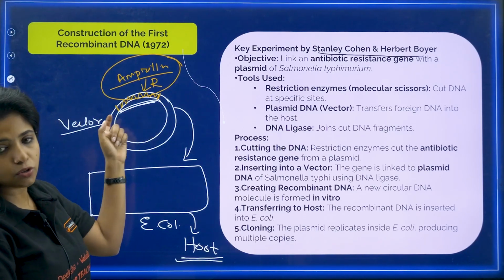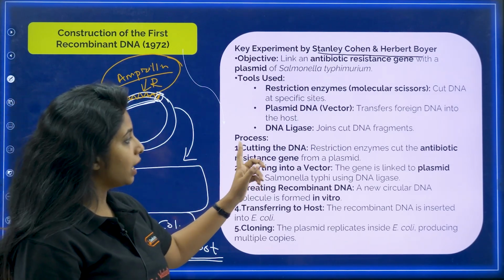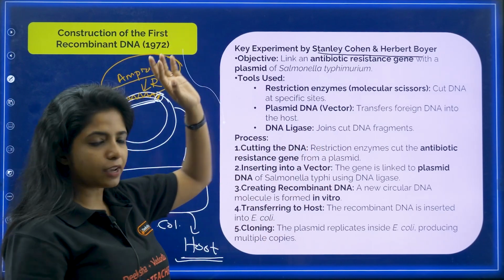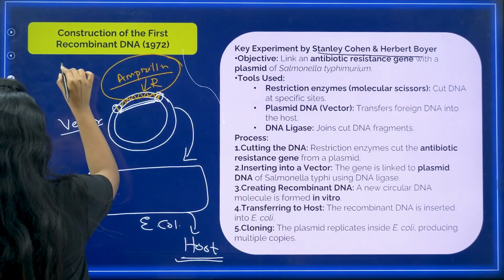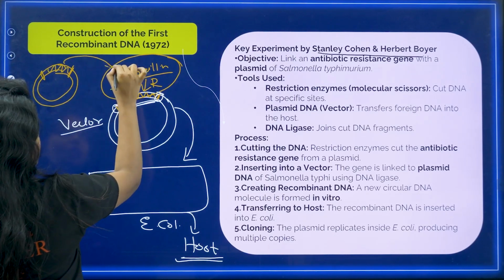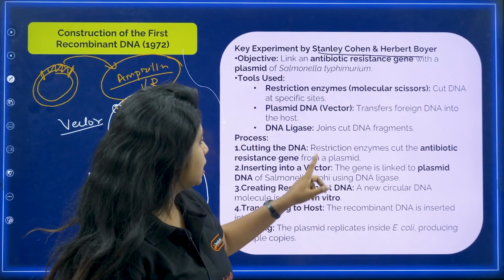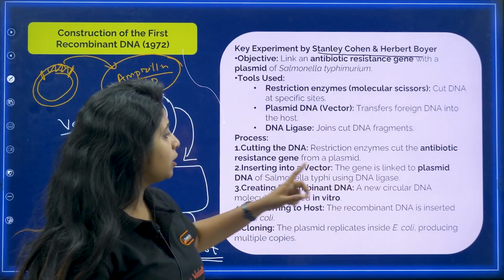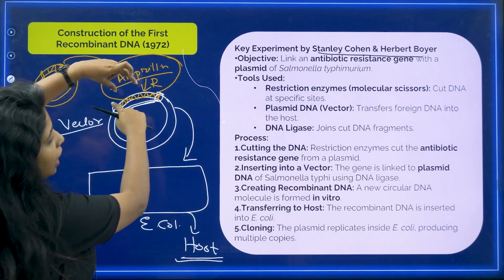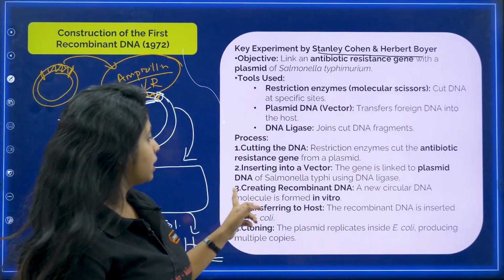Now DNA ligase is also needed to make them stick to each other. Now the process is what? Cutting the DNA. Restriction enzyme cuts the antibiotic resistant gene from some plasmid. Suppose this was the plasmid that I was having. From here I took this particular antibiotic resistant gene. How did I cut it? With the help of restriction enzyme. And then the gene is linked to the plasmid DNA of Salmonella typhi. Again, I am going to put this particular gene over here. I am going to make a cut over here first with the same restriction enzyme, and then I am going to put the gene over here. Now what? Creating recombinant DNA.